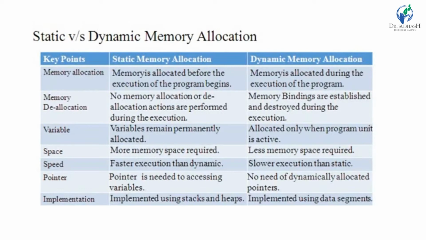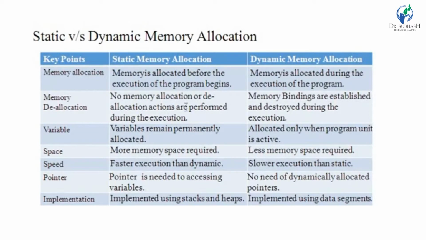First, all of you have to know what is static and what is dynamic. What is static? It is done before the execution. Then what is dynamic? It is done during the execution. So in terms of memory allocation, static memory allocation is allocated before the execution of the program begins, while dynamic memory allocation is allocated during the execution of the program.